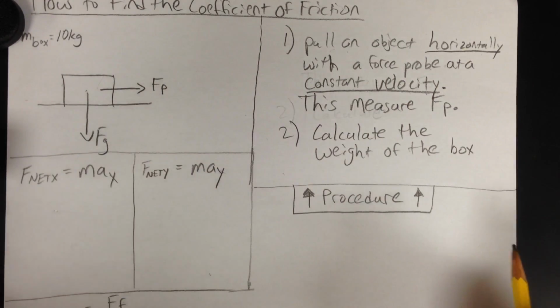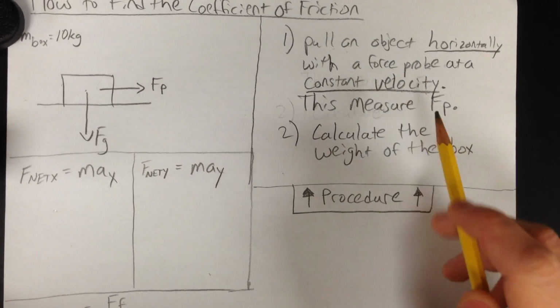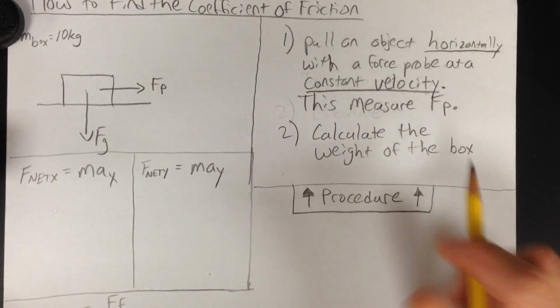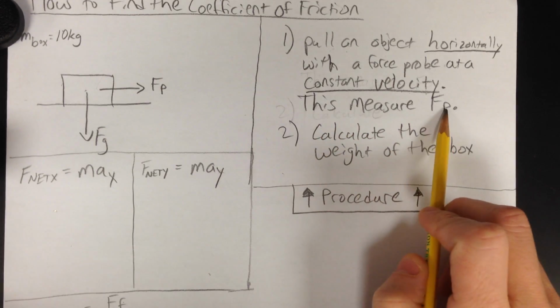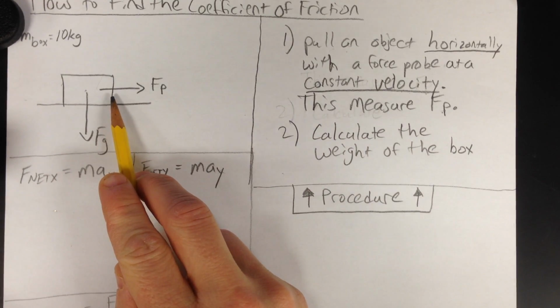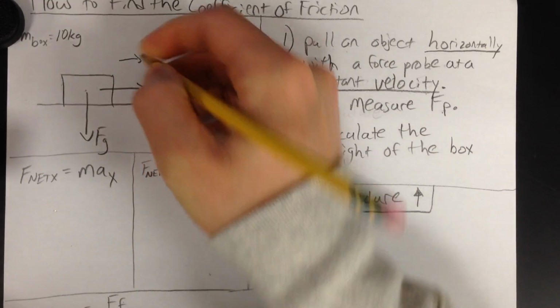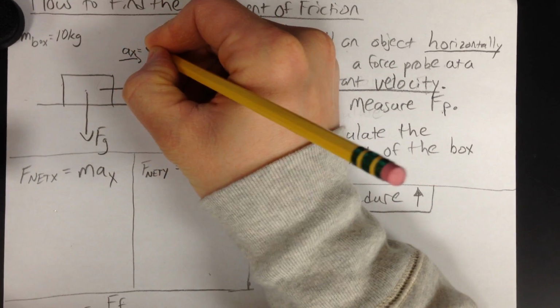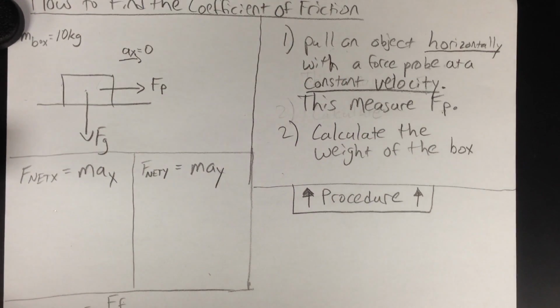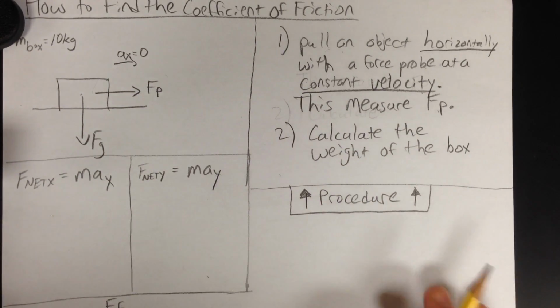You've used force probes before when you used the carts in the hallway, and you pulled each other at constant velocity with those carts too. You know that the force probe measures Fp, the force of pull, and I drew that on the force diagram right here. Now if we pull at a constant speed, we know that the acceleration in the x direction is 0, because they stay at the same speed the whole time.